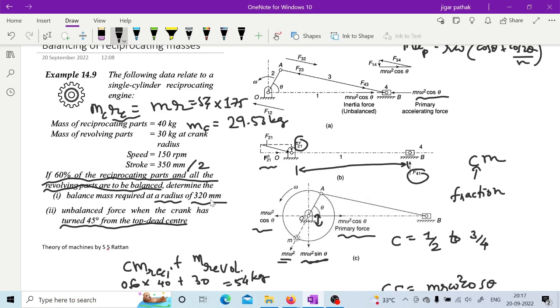Okay, so now this is clear. And this unbalanced force you can now calculate easily from the equation we have written. That resultant unbalanced force we have calculated is the square root of, 1 minus c m r omega square cos theta whole square plus c m r omega square sin theta whole square.